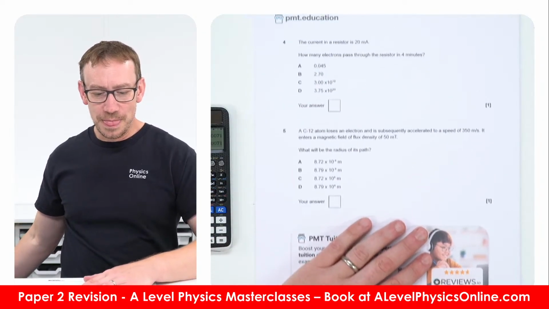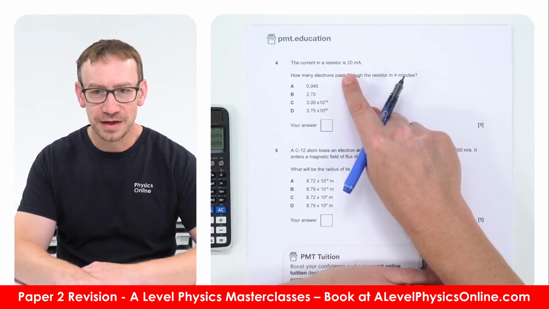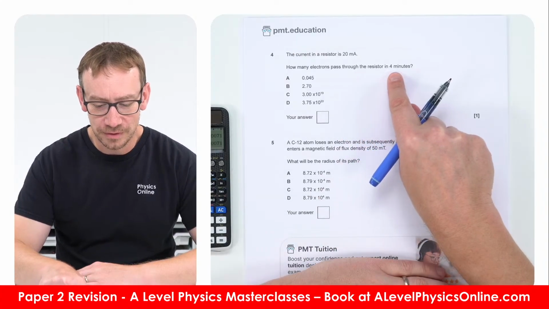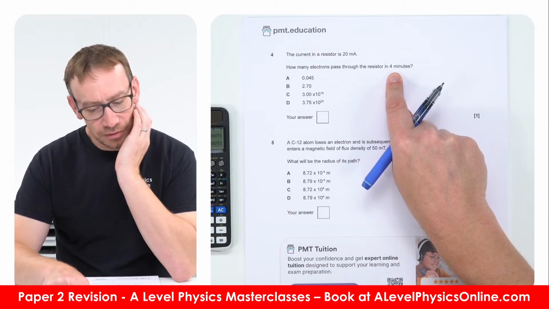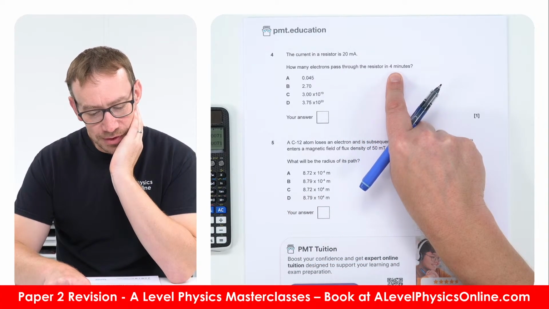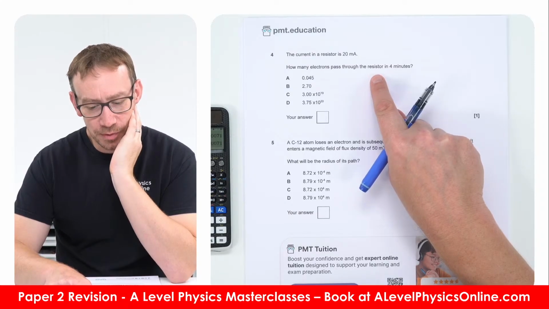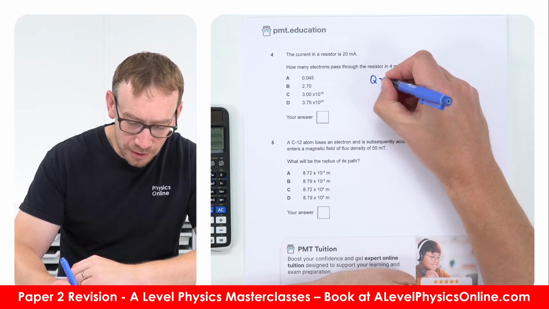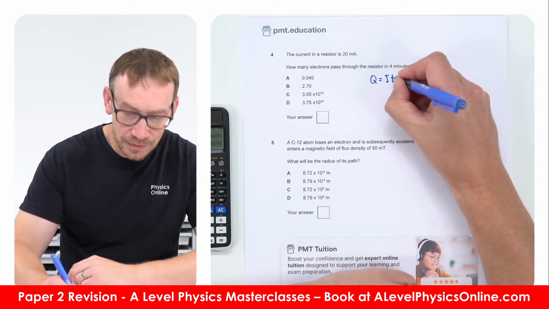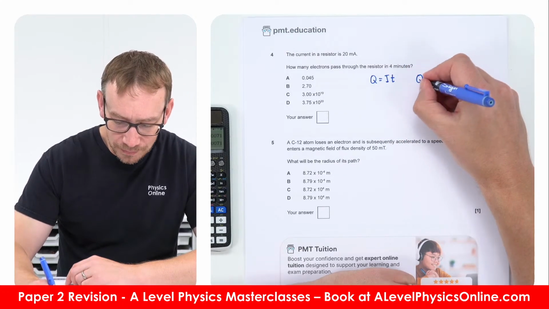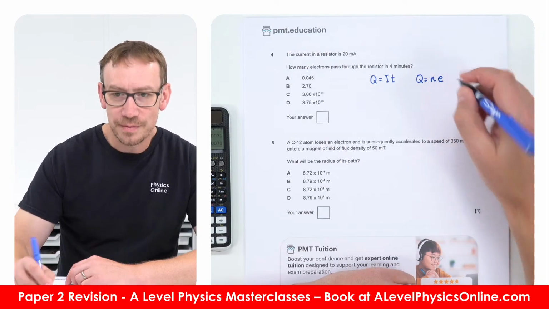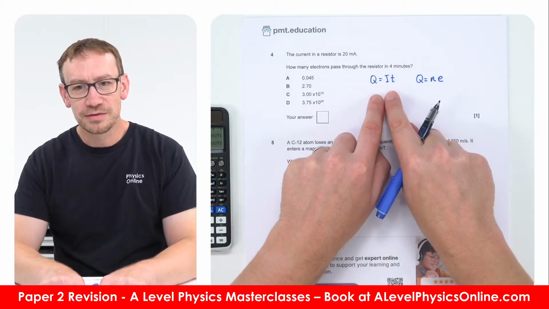Right, the current in a resistor is 20 milliamps. How many electrons pass through the resistor in 4 minutes? So I'd be thinking about, to look at the number of electrons, we want to maybe think about the charge transferred, where Q is equal to IT. But also this charge is going to be equal to the number of electrons times the elementary charge on each. So that is an equation given to you.